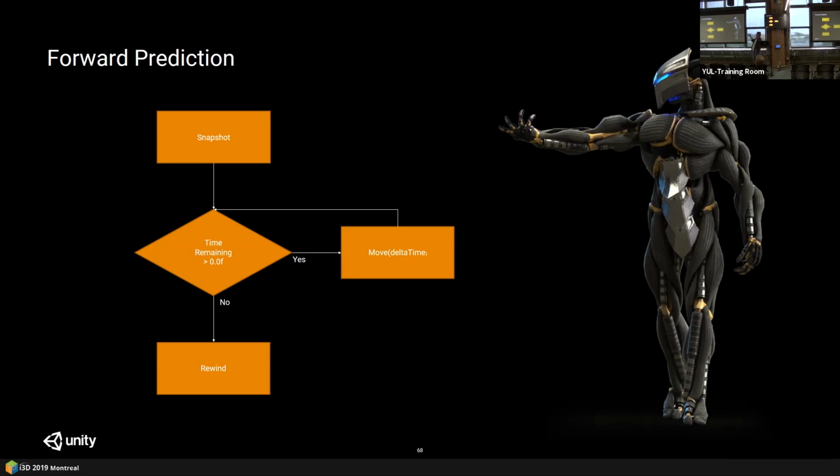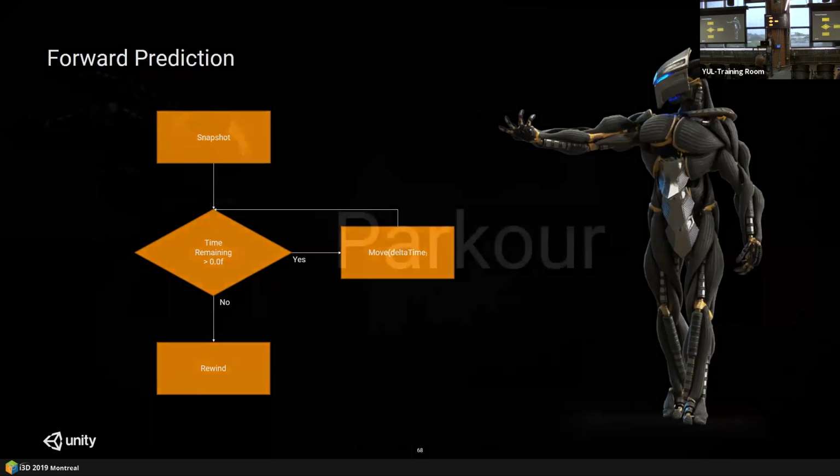The only other thing that it can do is I can take a snapshot, I can move it, it can perform collision resolution. I can do this multiple times, and at some point at the end, I can rewind to the state where I took a snapshot from. And that I built into my character capsule, and that's all I really need to do to perform collision detection ahead of time.